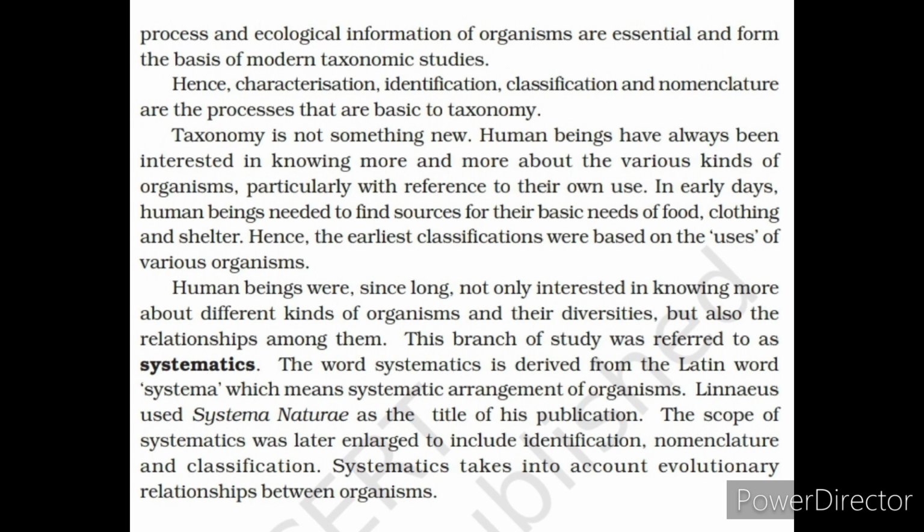Human beings were, since long, not only interested in knowing more about different kinds of organisms and their diversities, but also the relationships among them. This branch of study was referred to as systematics. The word systematics is derived from the Latin word systema, which means systematic arrangement of organisms. Linnaeus used Systema Naturae as the title of his publication. The scope of systematics was later enlarged to include identification, nomenclature and classification. Systematics takes into account evolutionary relationships between organisms.